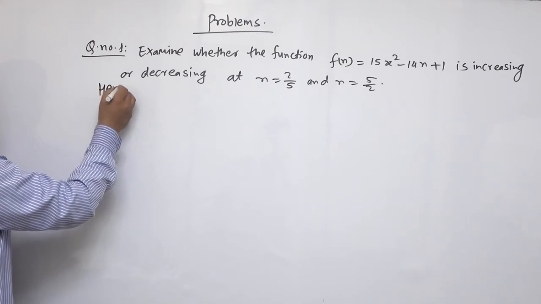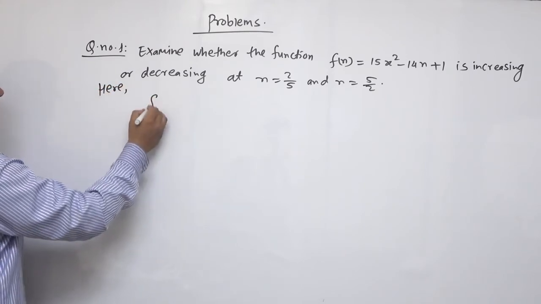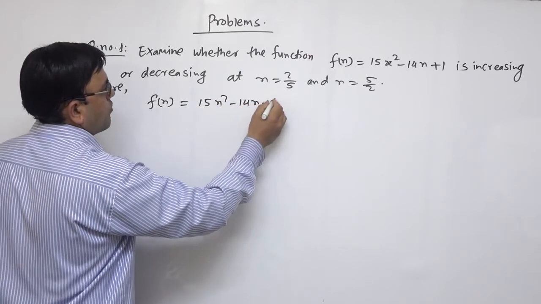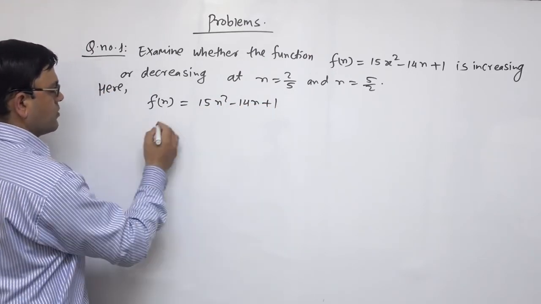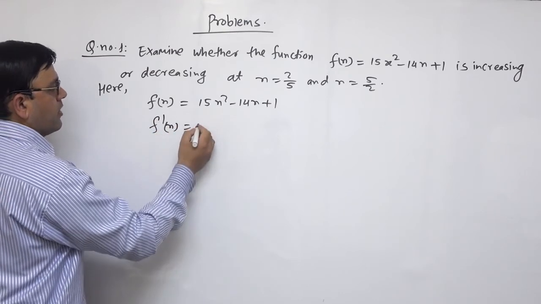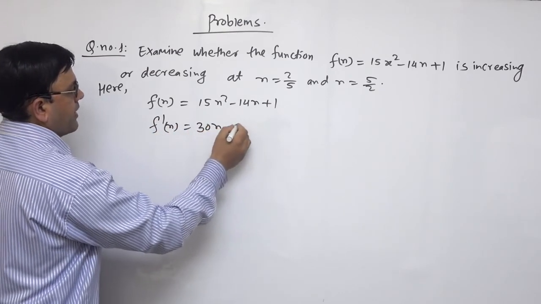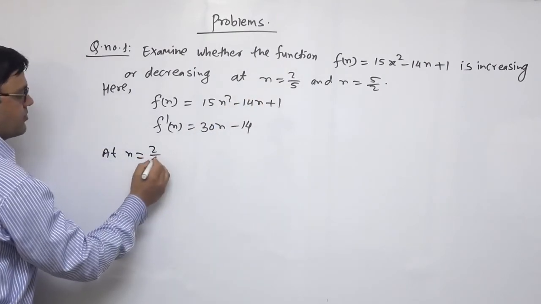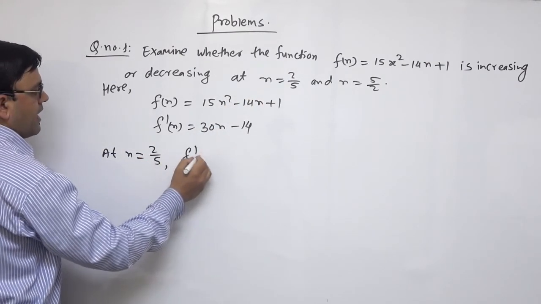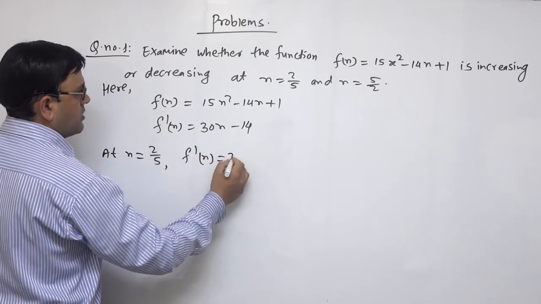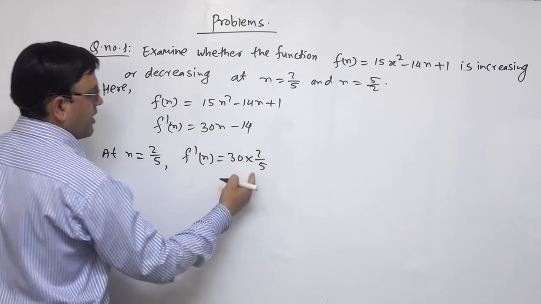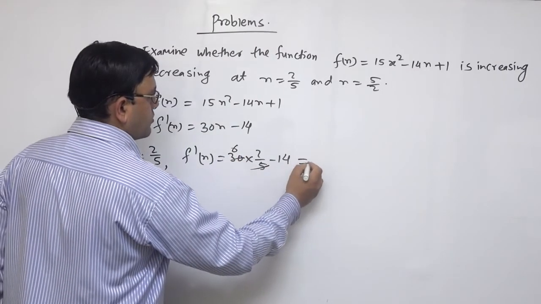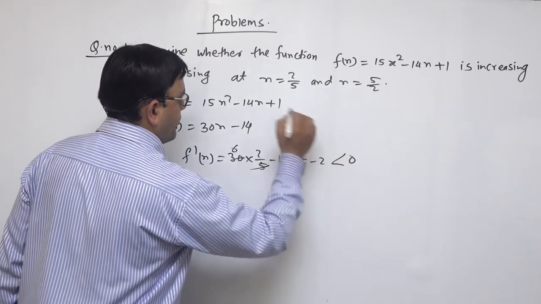यसको solution हेरौं हामी. Here f(x) is equal to 15x square minus 14x plus 1 is the given condition. So f dash x, the first derivative, we can write 15 times 2, 30x minus 14. At x is equal to 2 by 5, f dash x कति हुन्छ हेर्नुस् त. Here 30 times 2 by 5 minus 14, 30x भनेर ठाउँमा 2 by 5 minus 14. Here 5 6 times, and this is equal to minus 2, which is less than 0.